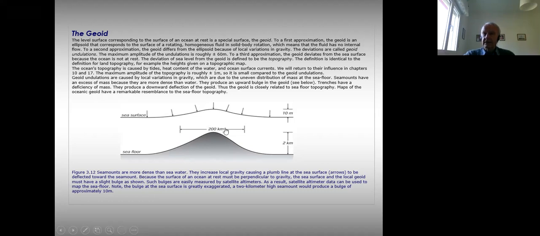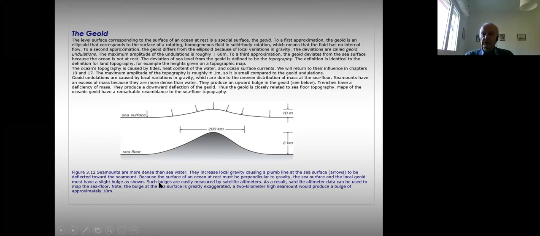What that means is that by looking at the sea surface, we can understand the bottom shape. So by doing satellite sea surface measurements, another important piece of information we can obtain is the bottom shape, the bottom pattern. In fact, in the figure description you see that seamounts are more dense than seawater. Therefore, the increase of local gravity causes the plumb line of the sea surface, the gravity direction, to be deflected toward the seamount, you see.